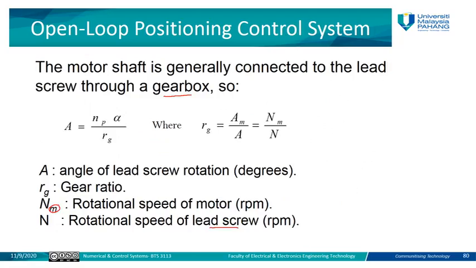So usually, we can perform some type of calculation on this to find the value of the angle of the lead screw, and also the gear ratio, the rotational speed, and so on. So we need to use these two formulas. This is one formula, and this one is another formula. We will see later on some examples about how to use these formulas in our calculations.